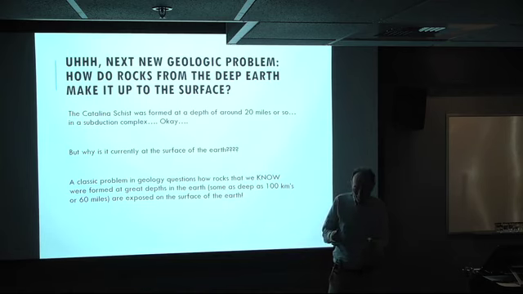Yep. All right. So we got the Catalina schist forming at great depths and at cold temperatures, 30 miles down. How do we get it back up to the surface? How do you get rocks that are 30 miles down or 20 miles or whatever it is and get them back up to the surface?